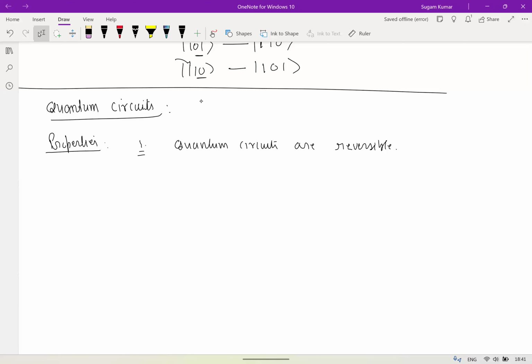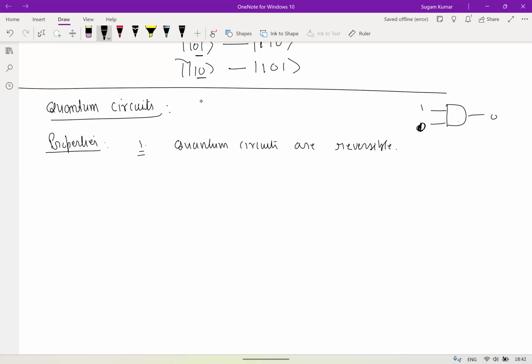Reversible means that if you know the input, then you can get the output, but if you know the output, you can also get the inputs, which is not true in the case of classical gates. For example, think about an AND gate with inputs 1, 1, and output is 0.